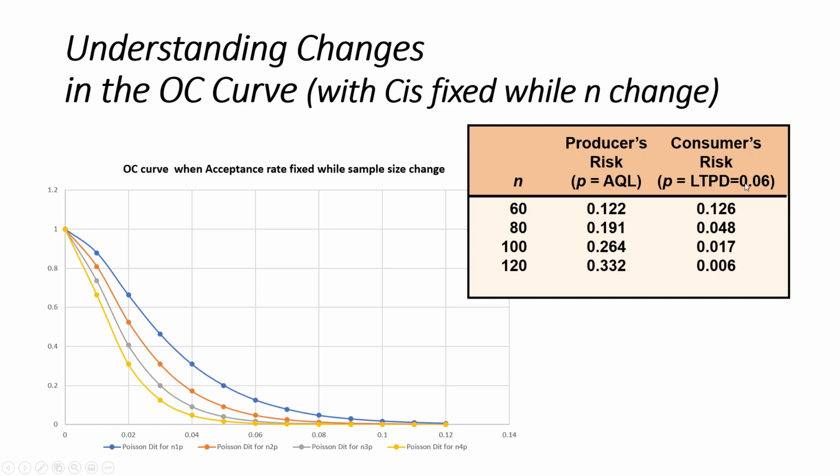And for the same value, let's suppose our P for the defective is 0.06, the probability of beta, or the consumer risk, will be 12%. But when we increase this sample size, which is now 80, you can see the alpha value at the AQL is 19%, while the beta value is decreased, which is 0.04, near 5%. Similarly, when we increase this to 100, the producer risk alpha value will further increase, which is 0.26, while the beta value will decrease.